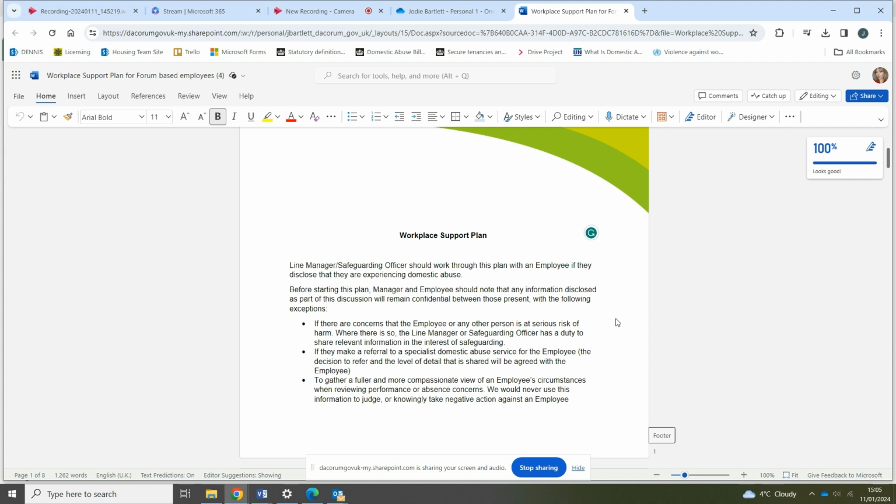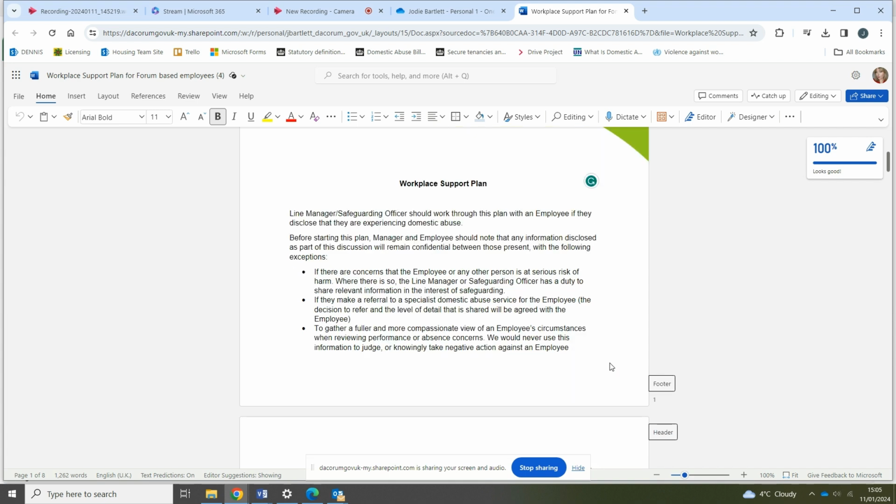So what I would recommend that you do is work with the employee to work through this and to consider these instances here where we may have to make exceptions to keeping the information contained within this form. Those are if there are concerns that the employee or any other person is at serious risk of harm, as I mentioned earlier. Where this is so, you do have a safeguarding responsibility to escalate or share those concerns through those processes.